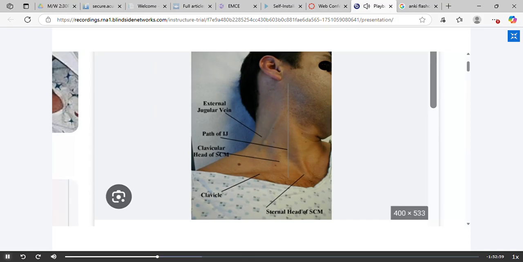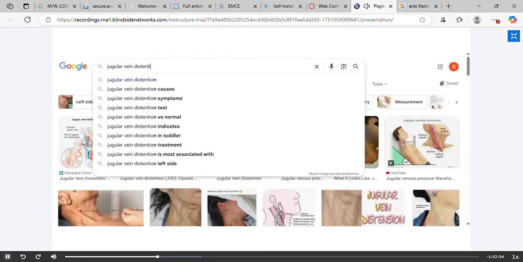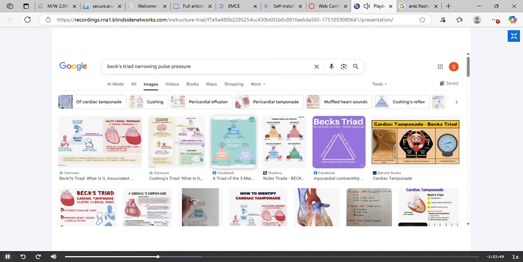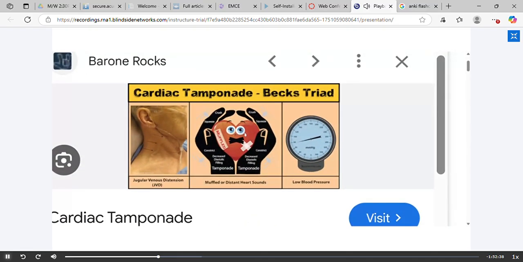But JVD is one of Beck's triad. You also have your narrowing pulse pressures, okay? And I want you to think about your blood pressures, right? So when your heart is filling, that's what we call the relaxation phase of the heart. When it's contracting, that's the active contraction part of the heart where it's forcing the blood out.